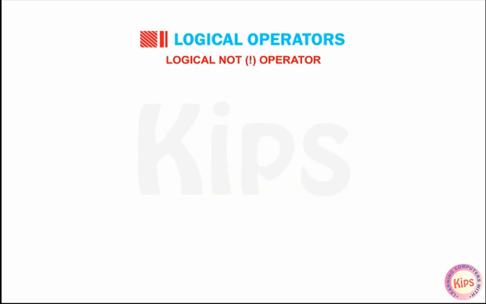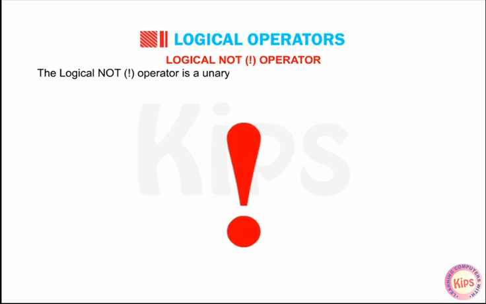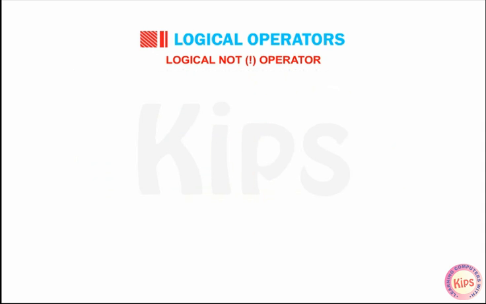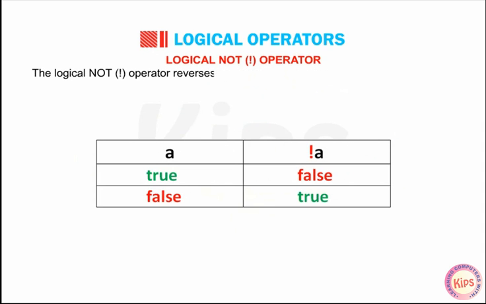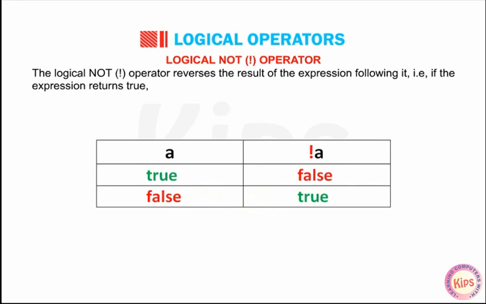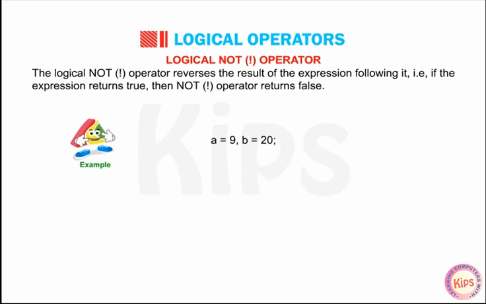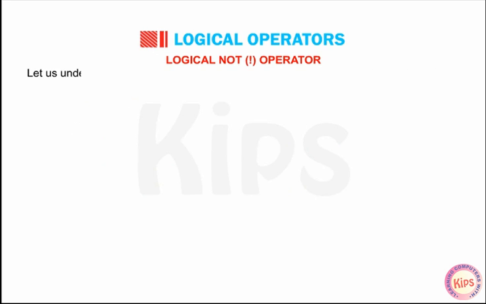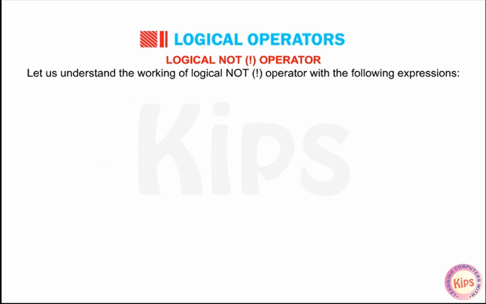Logical NOT operator. The logical NOT operator is a unary operator which deals with only one operand, a relational expression. The logical NOT operator reverses the result of the expression following it. That is, if the expression returns true, then the NOT operator returns false. For example, a = 9, b = 20; !(a > b). This will return true.